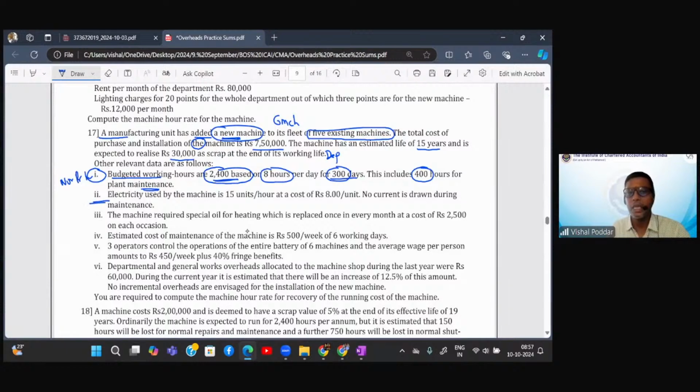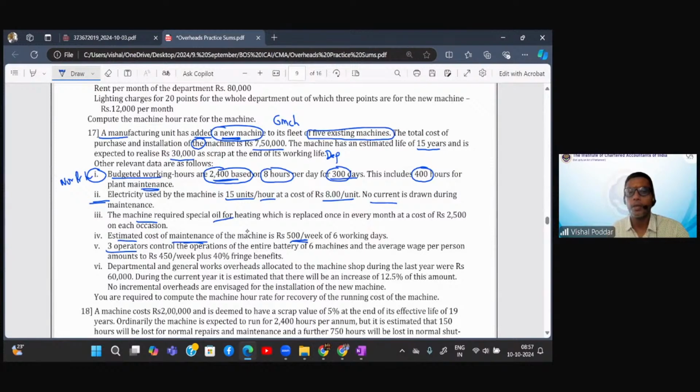Now, electricity used by the machine will be this much, 15 units per hour at the rate of 8, and no current, that is no electricity, will be required at maintenance. Obviously the machine has to be shut down for maintenance, so no power will be required. Then the machine requires some special oil. The machine has some maintenance cost per week.